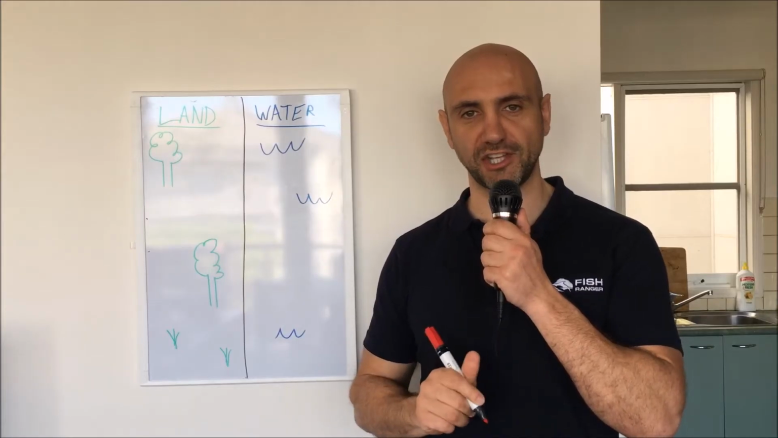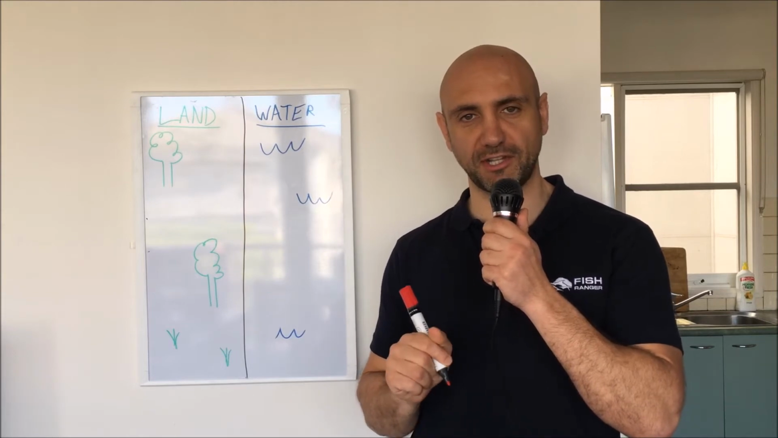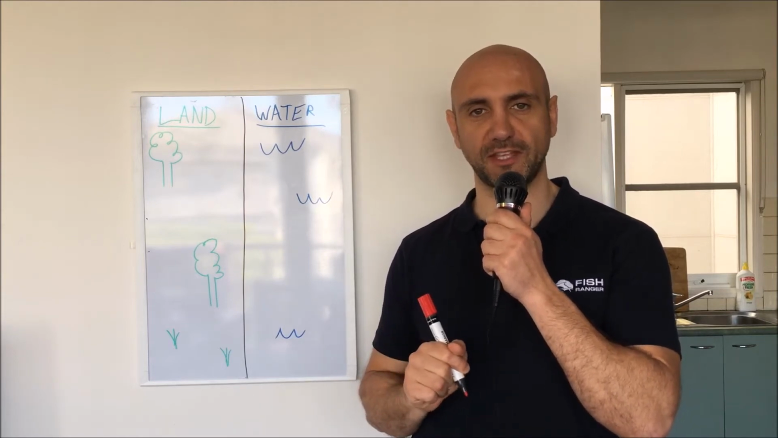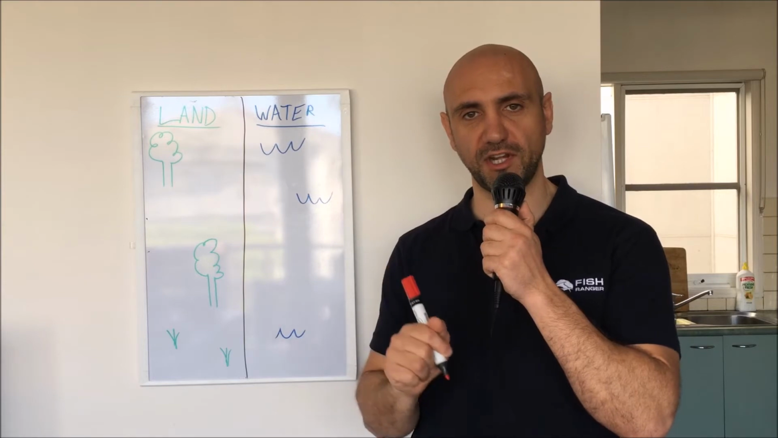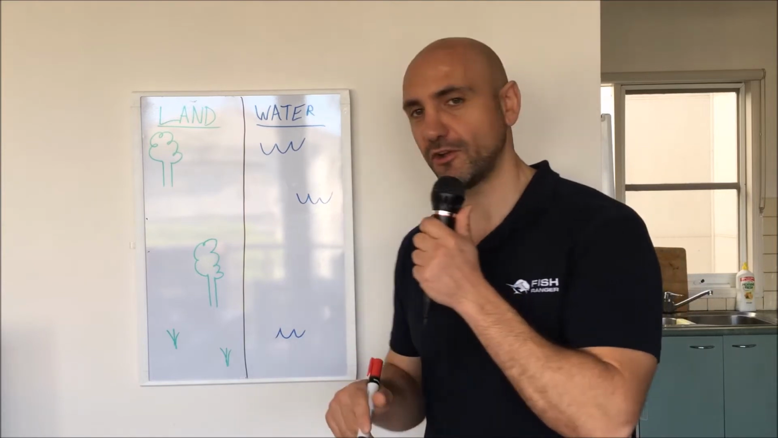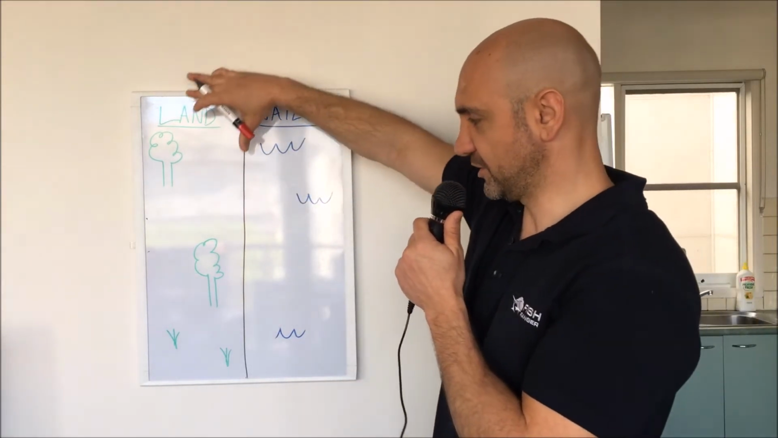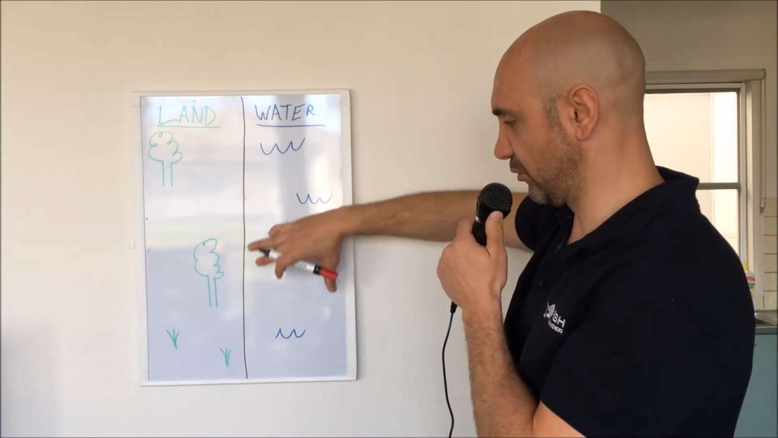Hi, I'm Joe from Fish Ranger, and today I'm going to show you how to identify when the wind speed offshore is going to be stronger than onshore, and all you need to know is the wind angle. So if we look at this diagram, on this side we've got land and on this side we've got water.